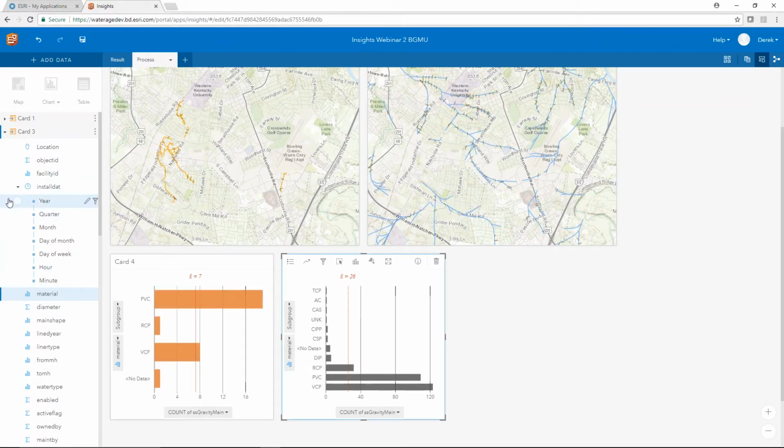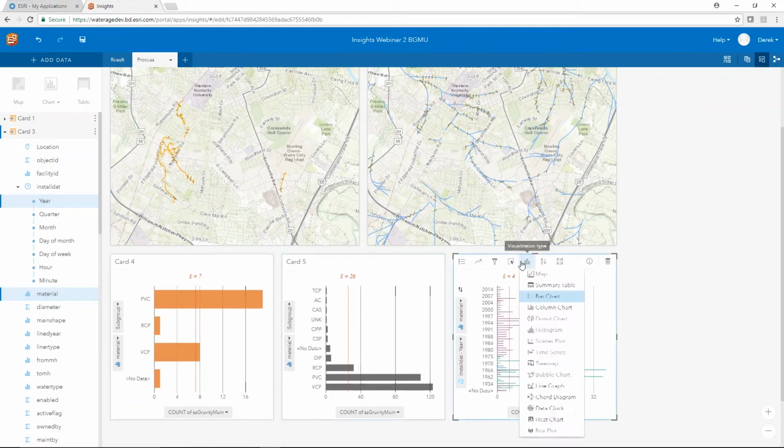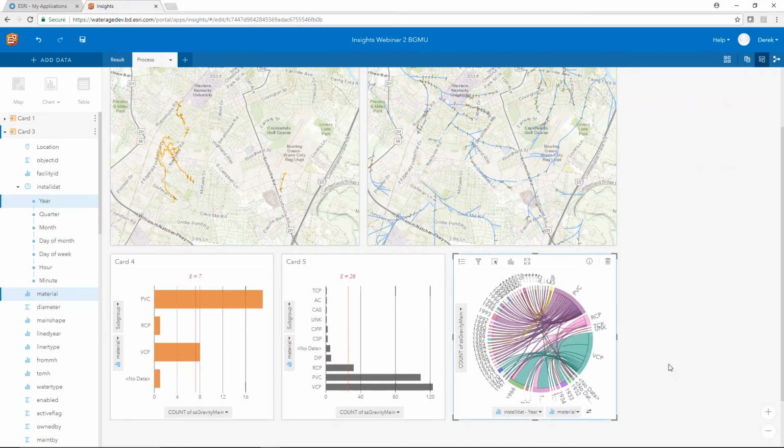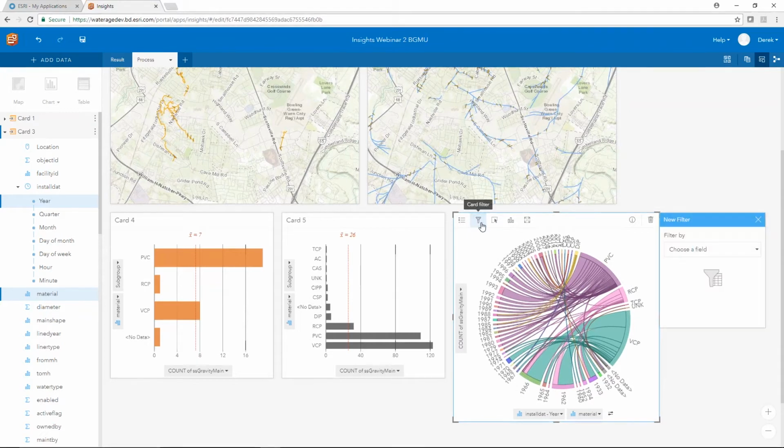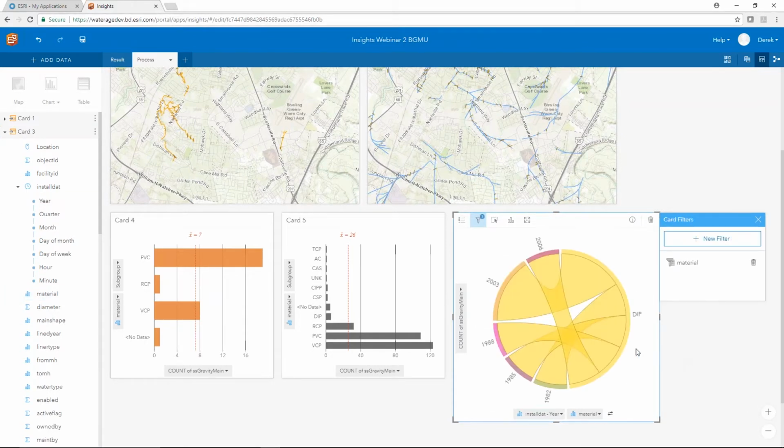So we're actually going to take the year installed and the material type, and we're going to create a chord chart with it. If we take a look at this chord chart and break down by the material type and only look at our ductile iron pipe, what we see is actually pretty good. Most of this ductile iron pipe is less than 35 years old. So there's probably not going to be too many issues with this ductile iron pipe.